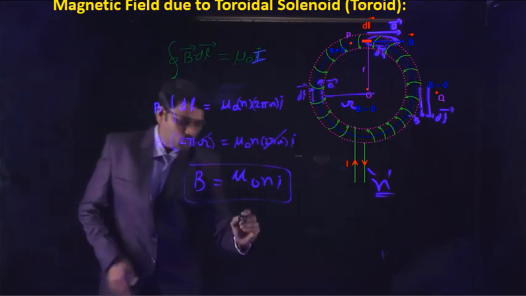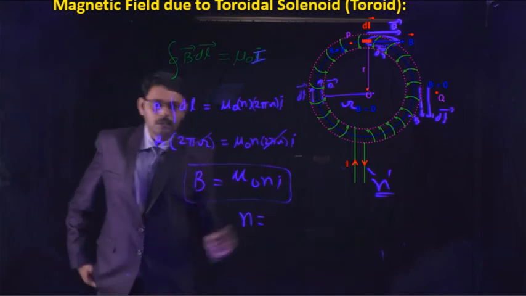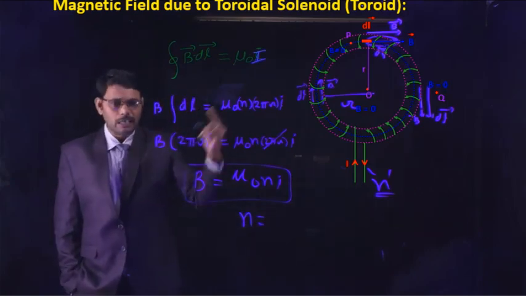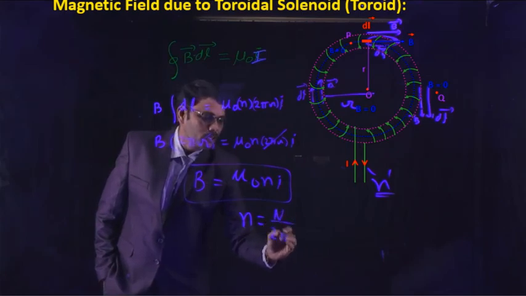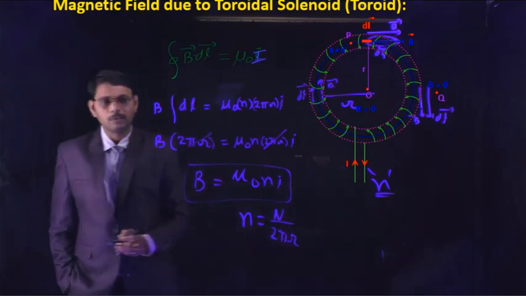Of course, here small n, for a solenoid, is equal to the number of turns by length, N by L. Here, the total number of turns of the toroid by the total length, which is 2 pi r, so small n is equal to N by 2 pi r.